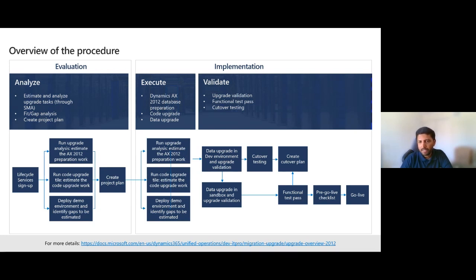Once you have completed the code upgrade for all the layers and also use the upgraded version of the ISVs, you are now ready to move to data upgrade. Data upgrade can be started only after the code upgrade is completely finished. Microsoft releases data upgrade packages in the LCS, which can be used for the upgrade of AX 2012 data to D365. ISVs should be providing the data upgrade packages when you upgrade the ISV code base too.